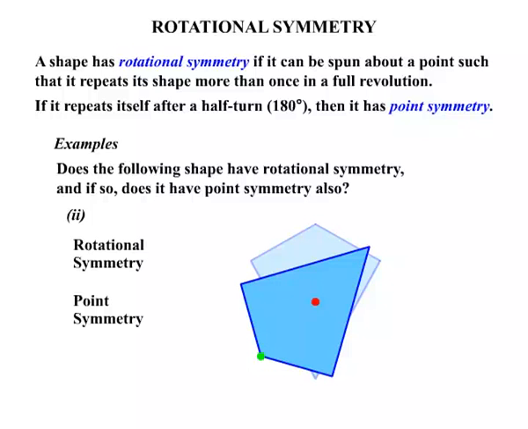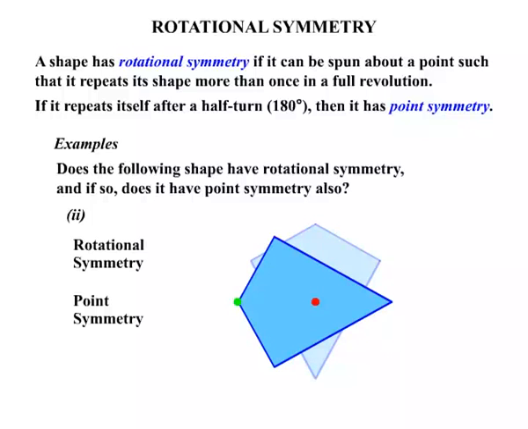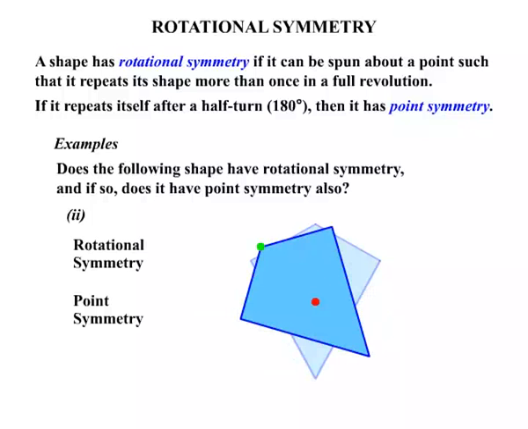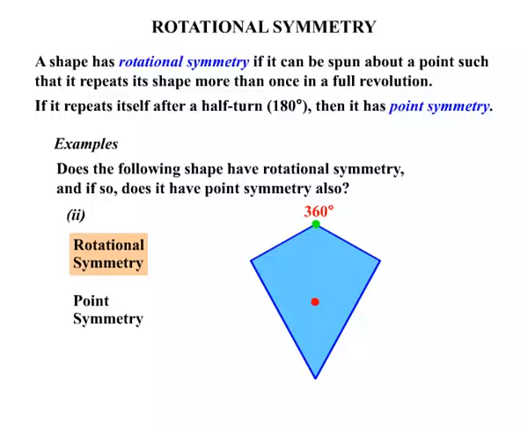So keep on going. That's 225. That's 270 degrees. That's 315. And finally, we've done the full spin back to 360. So rotational symmetry, the answer is no, because it didn't repeat itself more than once in that full revolution. And point symmetry, certainly not. So if it hasn't got rotational symmetry, then it certainly will not have point symmetry either.